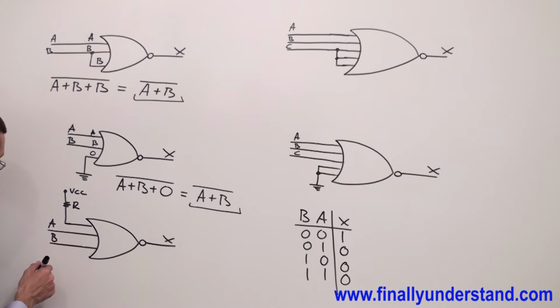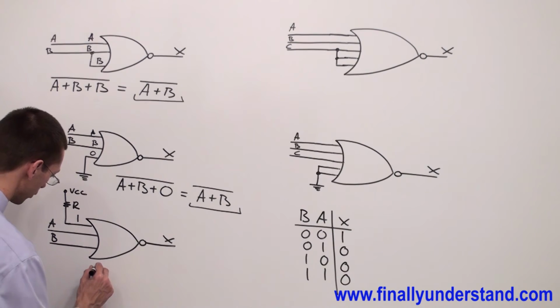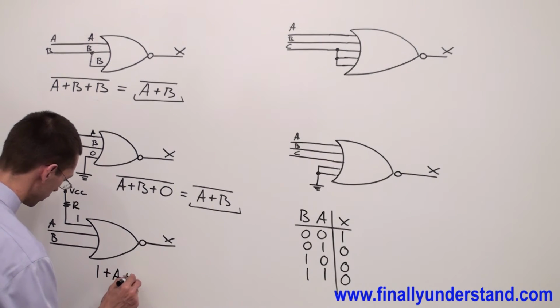Now let's take a look at this one. First input is connected to VCC by pull-up resistor. That's why first input is going to receive always 1. Second input is connected to A, and third input is connected to B. So if you want to write the output logic expression, you are going to have 1 NOR A NOR B.